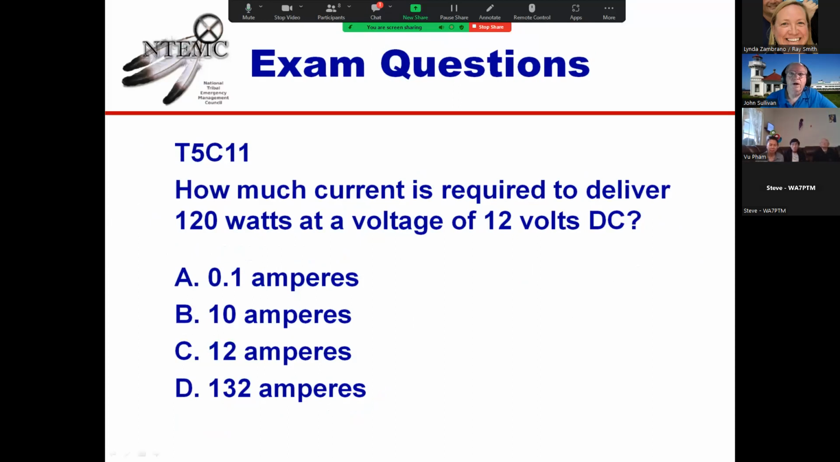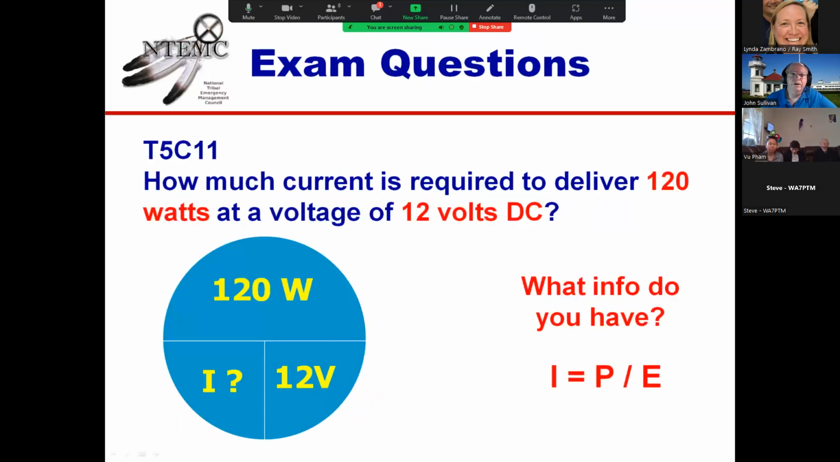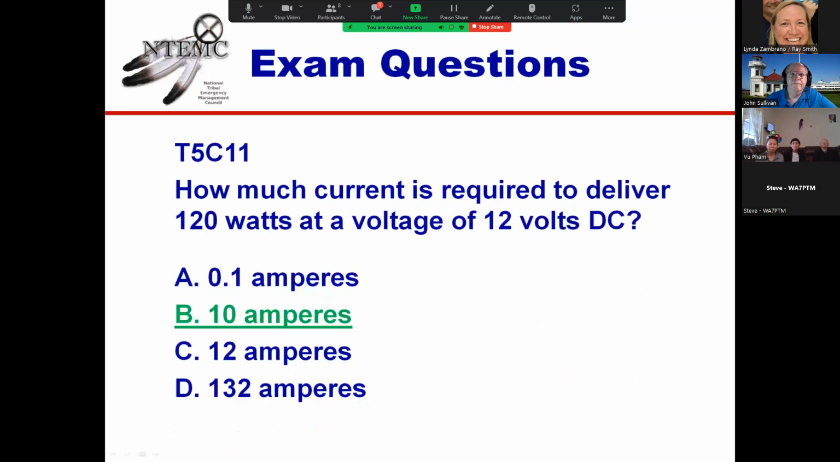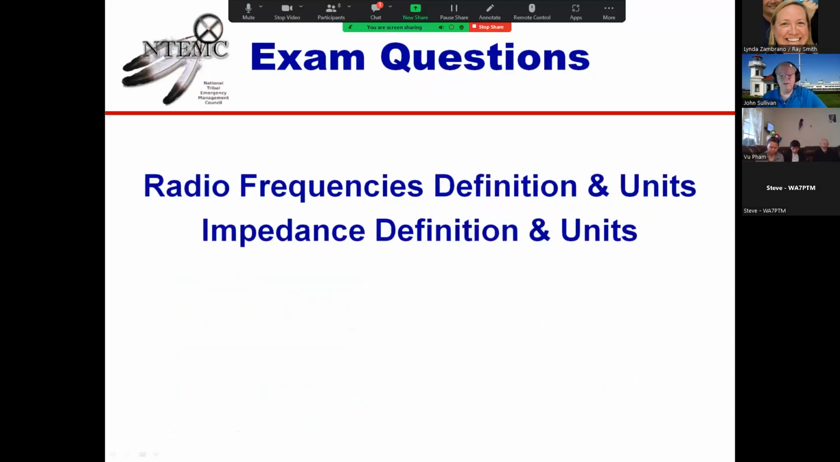How much current is required to deliver 120 watts at a voltage of 12 volts DC? Again, this time we're solving for current. We know that the power is 120 watts and the voltage is 12 volts. We cover up the I. We know that it's going to be 120 divided by 12, or 10 amps. Okay, any questions on that before we move on to our last bit here?